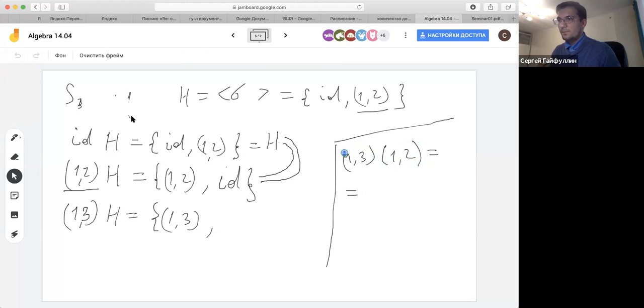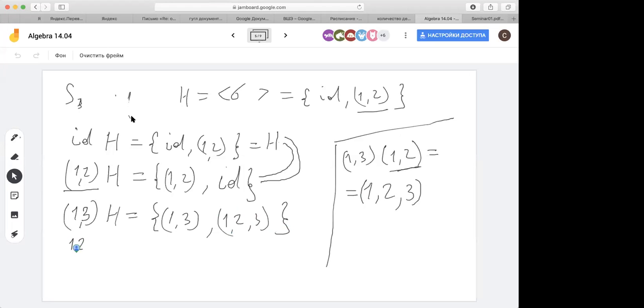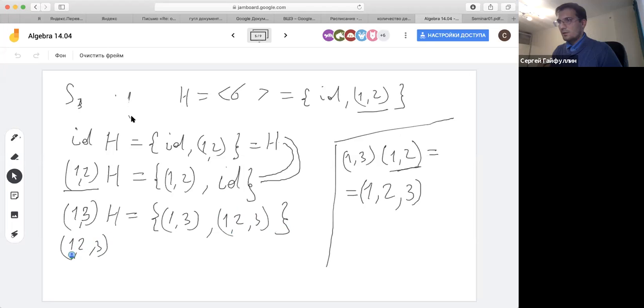So as a result, 1 goes to 2. Okay, 2 goes to 1, and here 1 goes to 3. So 2 goes to 3. And 3 stays here and then goes to 1. So the cycle is over. So 1, 2, 3 is here. Is it clear for now? Yeah, pretty much. Okay. I proceed.